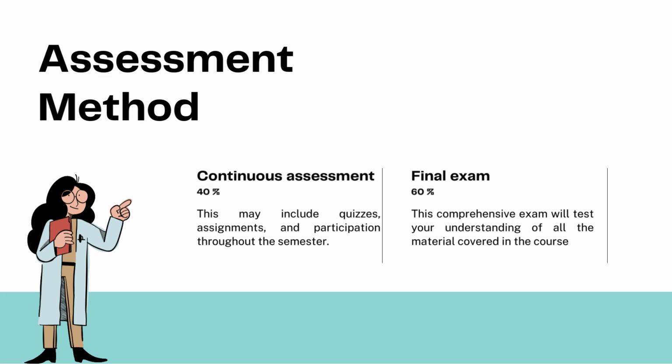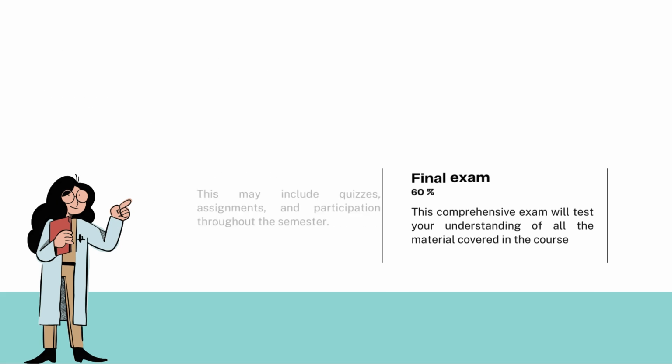Let's discuss the assessment method for the course. Your grade will be determined through continuous assessment, which accounts for 40% of your final grade. This may include quizzes, assignments, and participation throughout the semester. The remaining 60% will come from the final exam. This comprehensive exam will test your understanding of all the material covered in the course. This balance ensures that both your ongoing progress and your final understanding of the course content are evaluated.